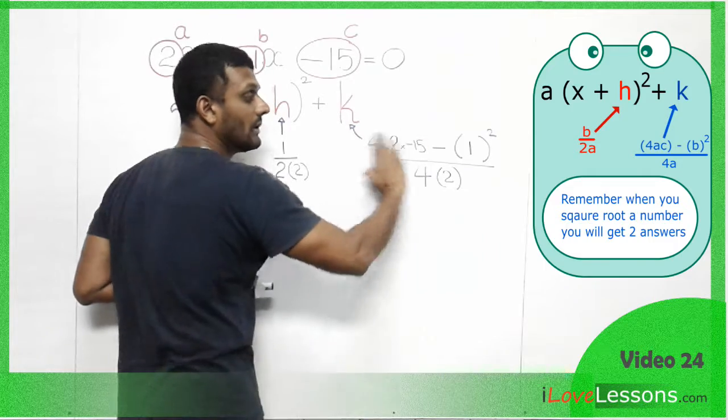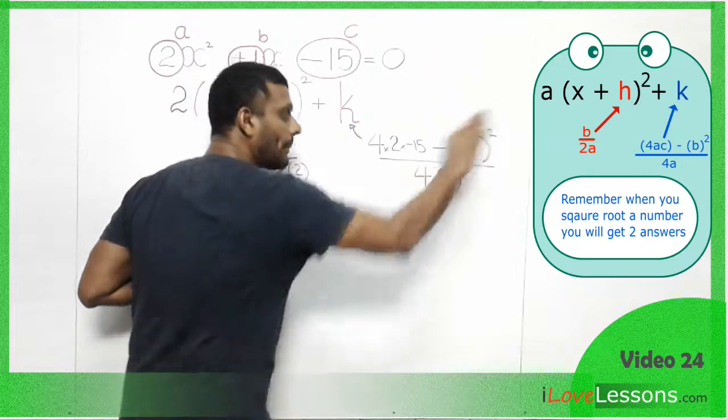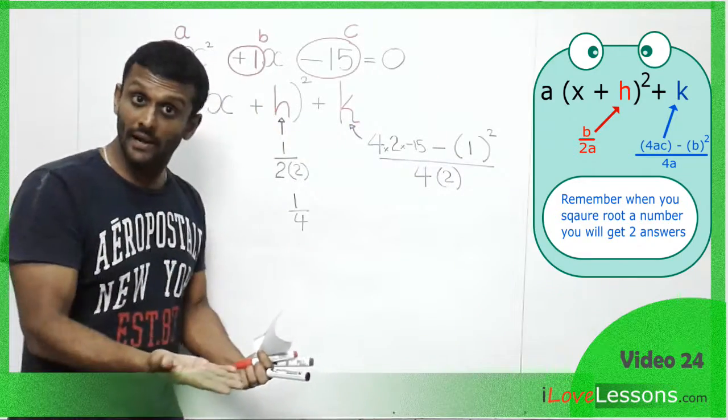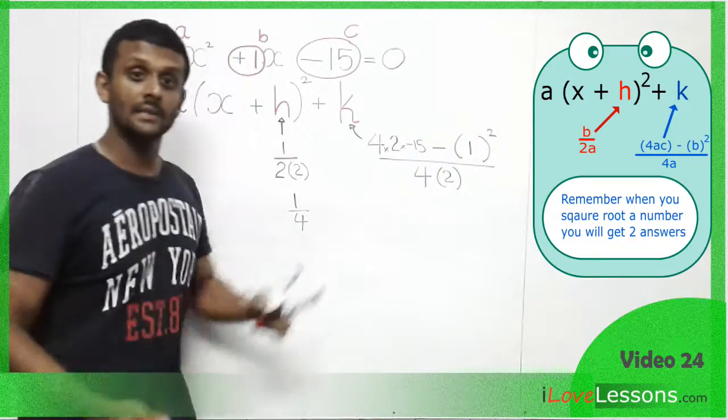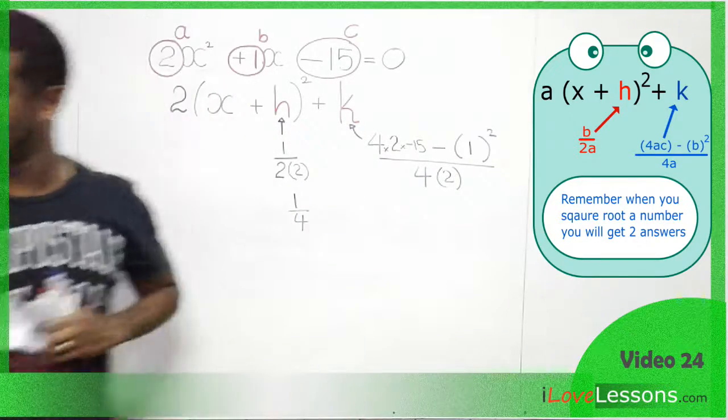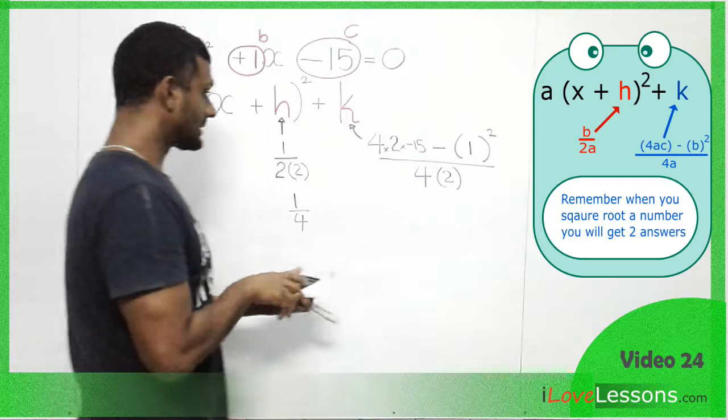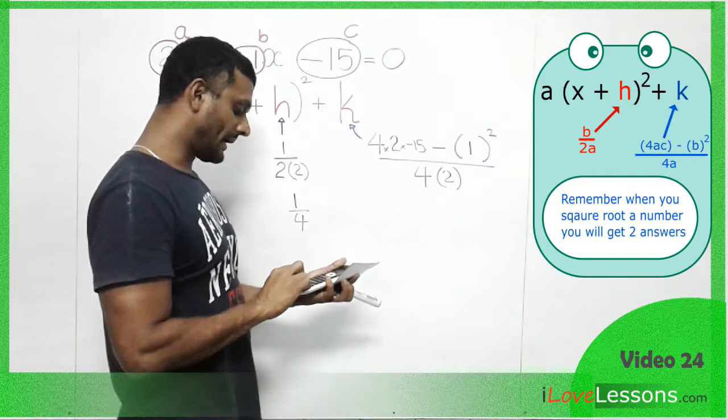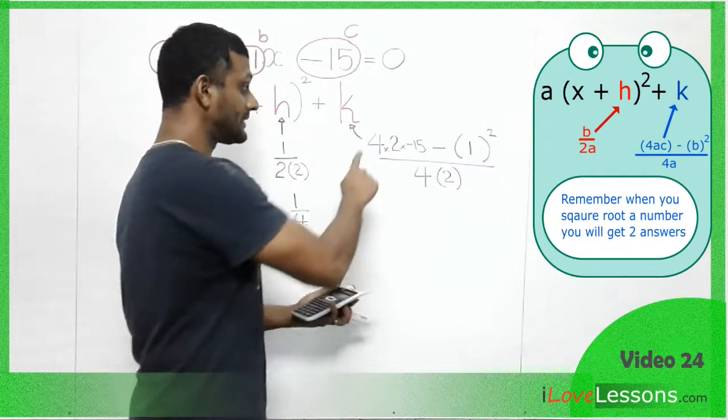Now, when we're working this out, I'm going to work out the top on the calculator, write down my answer, work out the underneath, and then divide my answers. So let's work this out. 4 by 2 by negative 15.